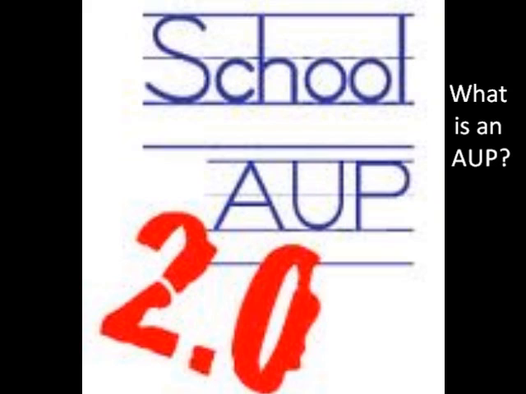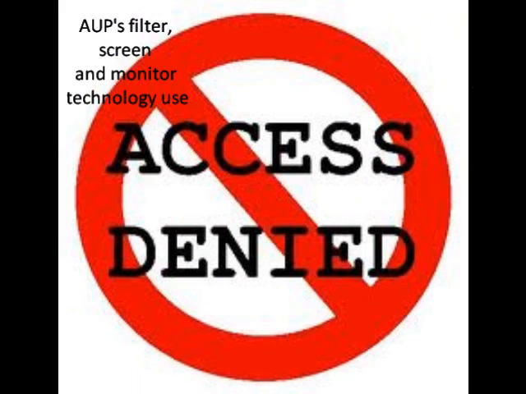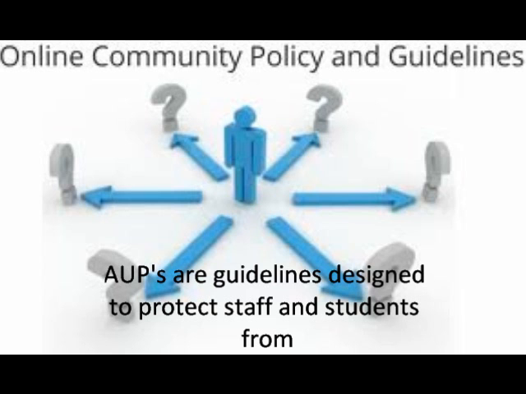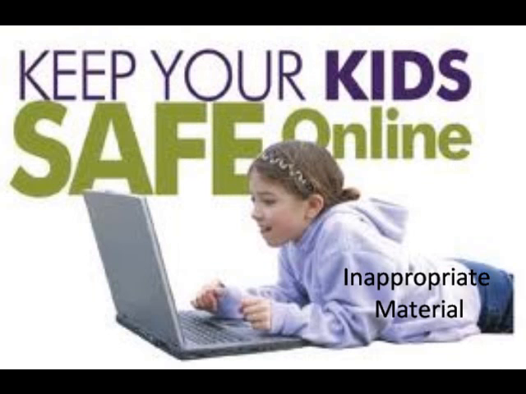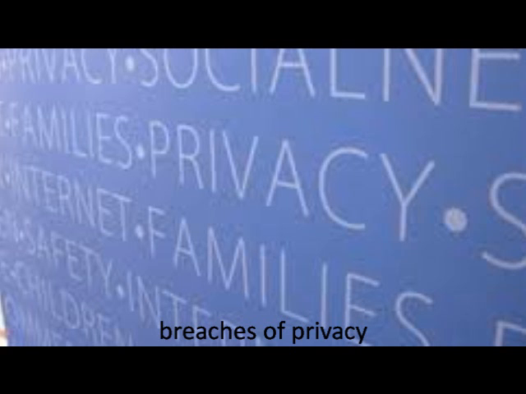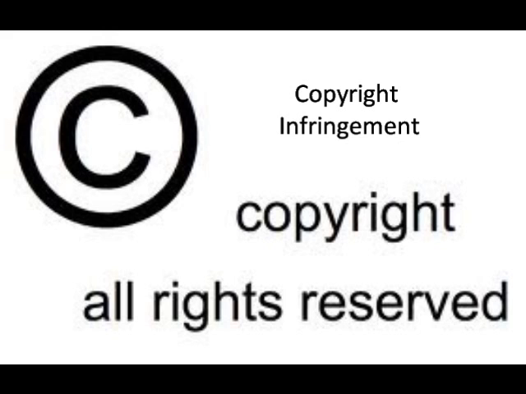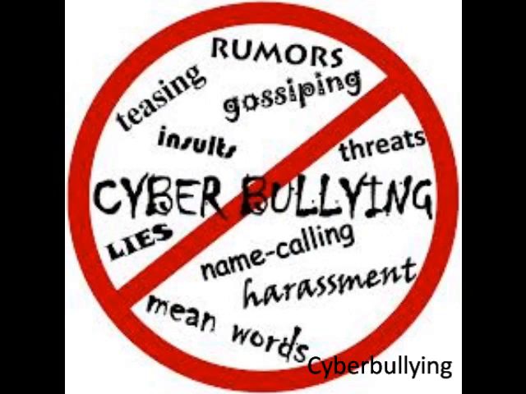What is an acceptable use policy? An acceptable use policy is a policy put in place by a business or school system which filters, screens, and monitors employee or student and faculty technology use. The acceptable use policy contains a set of guidelines and regulations set forth for the purpose of protecting employees or students and staff from a variety of technology infractions, including but not limited to exposure to inappropriate or offensive material, breaches of privacy, copyright or licensing infractions, and cyberbullying.